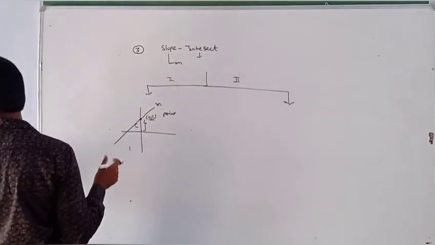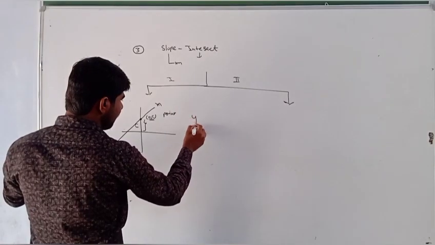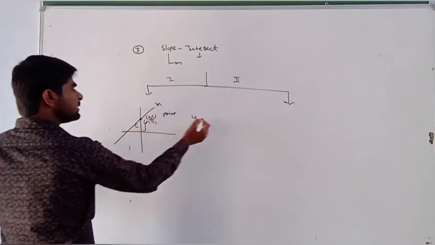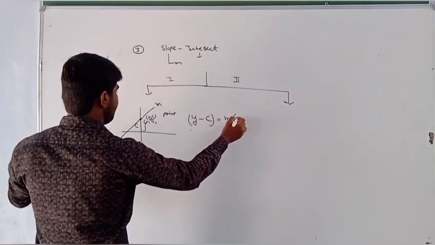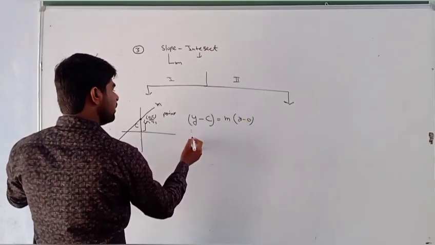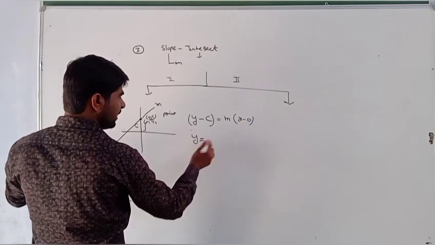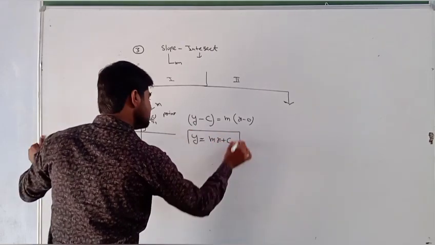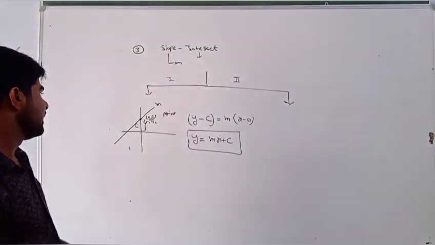So it will again become the point slope form, and the equation will be y minus, what is the value of y1? c. So y minus c is equal to m times (x minus 0). After simplification, it will become y is equal to mx plus c.